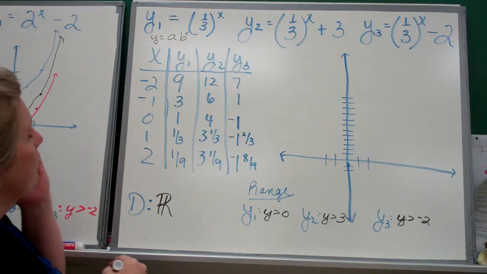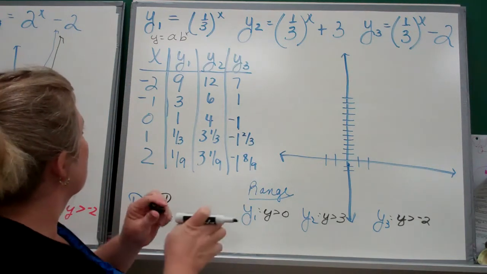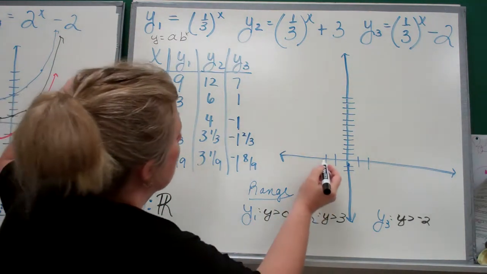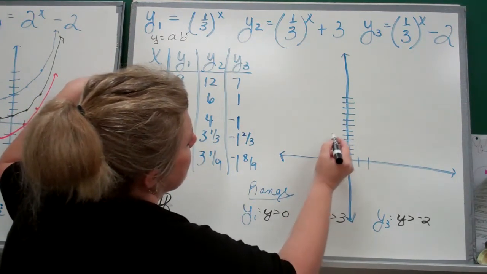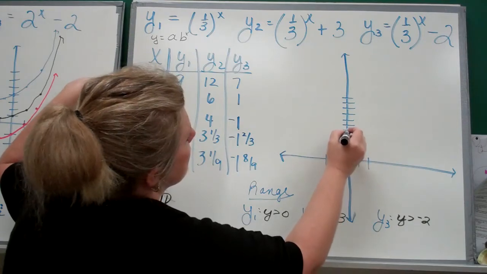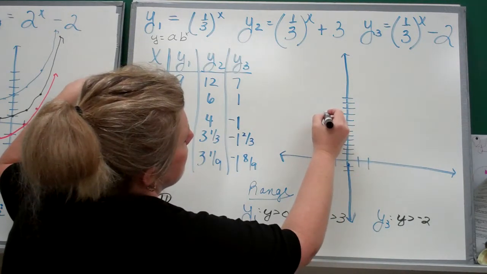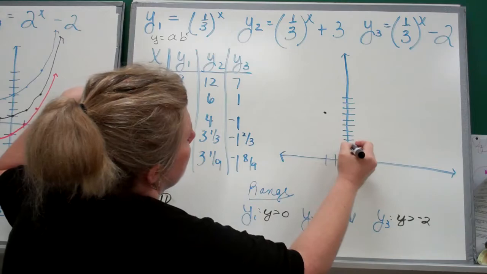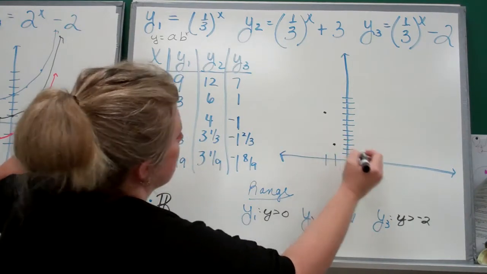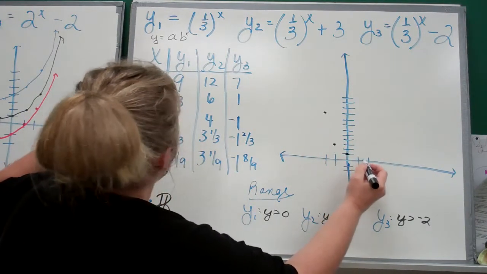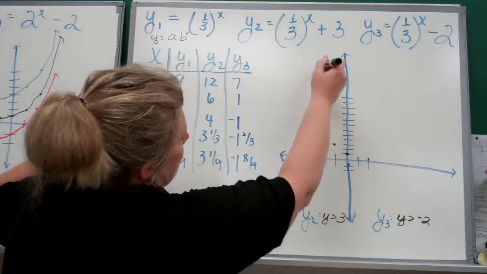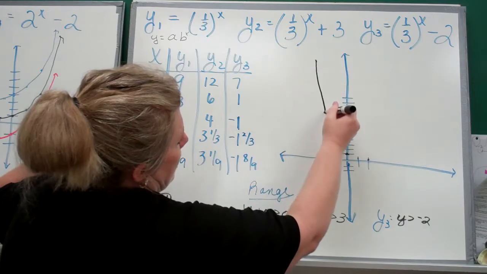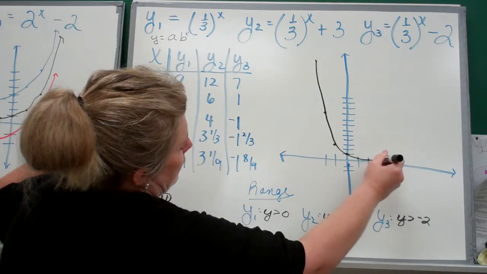So when we graph them, okay, -2, 1/3 to the -2nd power is 9, so it starts out high. -1 is 3, 0 of course is 1, and now we're to 1/3 and 1/9. It starts out really, really high and it decreases very, very quickly.